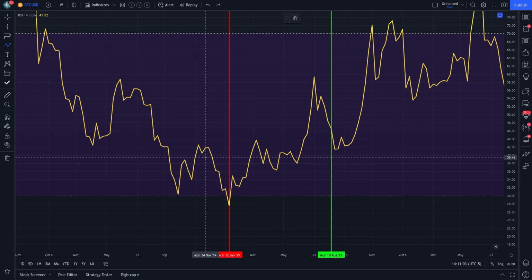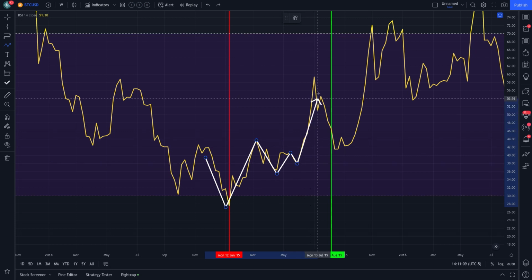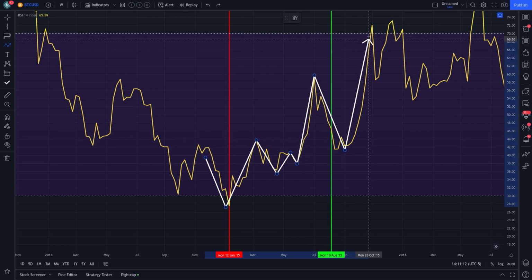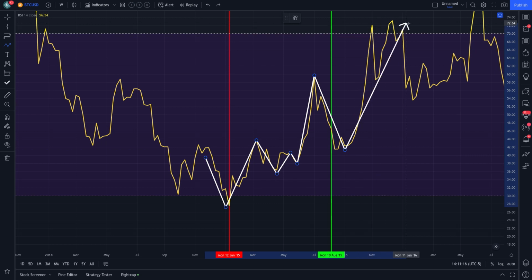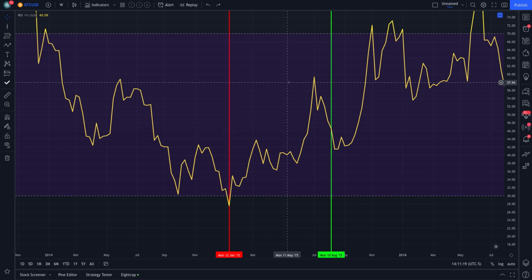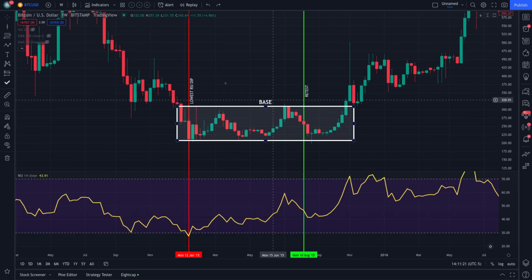A singular dip, and then it continued to make divergences, but I don't want to complicate things, guys. The RSI continued to walk up the stairs. So let's remember: no double dip, walk up the stairs. All right, perfect. Let's get back to the price action and see where we are. Hopefully we're clear.